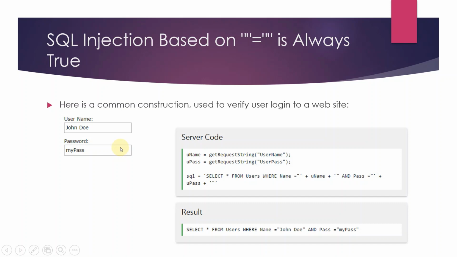Here is a common construction used to verify user login to a website. You've got, for instance, username equals Jando, and password is mypass. On the server code, uName gets the string username, and then the password. So SQL equals select asterisk from users where name equals the username plus pass equals the password. So the result would be select asterisk from users where name equals Jando and pass equals mypass. All right, so that's how it is being executed.